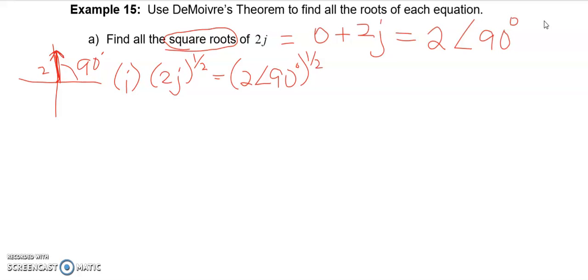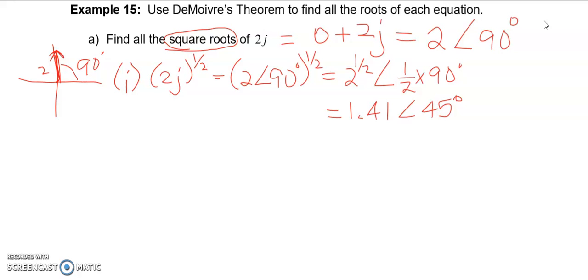And using de Moivre's theorem now, the r in front, which is your 2, does get raised to the power of 1/2. So that's the square root of 2. In fact, if you wanted to, you could even leave it as root 2. Angle symbol, you take 1/2 of 90. And so this will become 1.414, or if you want to call it root 2, you can. Root 2 would actually be better. And 45 degrees. Now, there is the first square root.